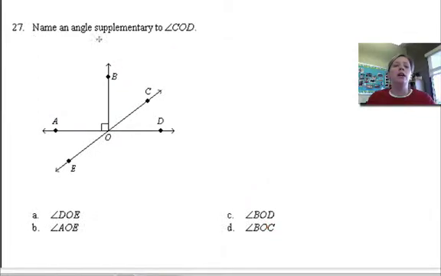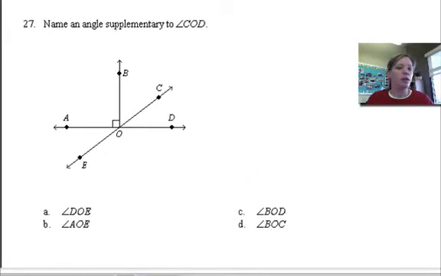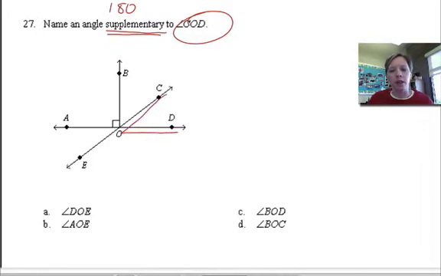Alright, in 27, name an angle that's supplementary to angle COD. One of the things that really bothered me about the answers to this problem was that nobody really highlighted the angle COD, like they just left the picture blank. Highlight that angle. Supplementary means an angle that makes it add up to 180. So COD is here. So if we go through the answer choices, you can see what makes sense. Answer choice A is DOE. Look, together these two form a straight line. So guess what? A is the correct answer.